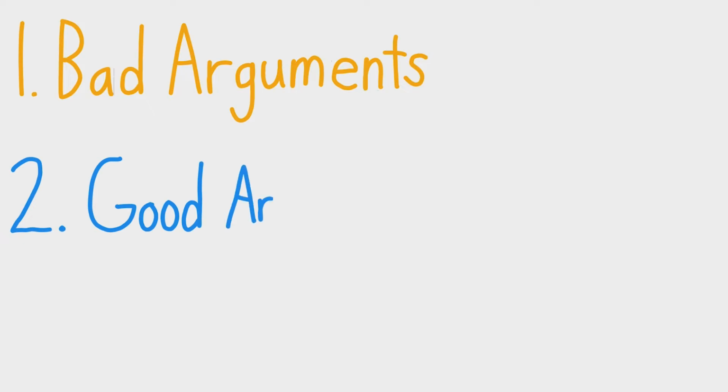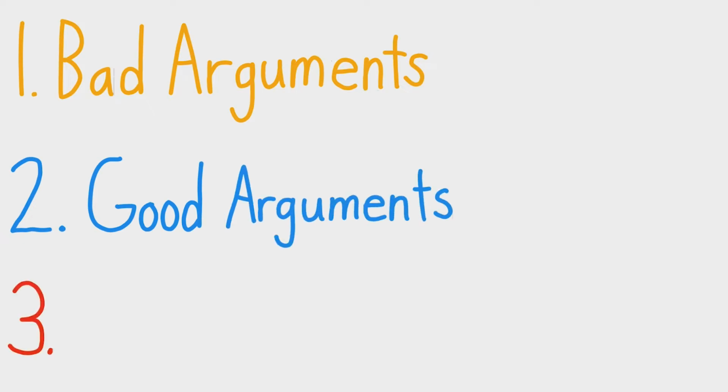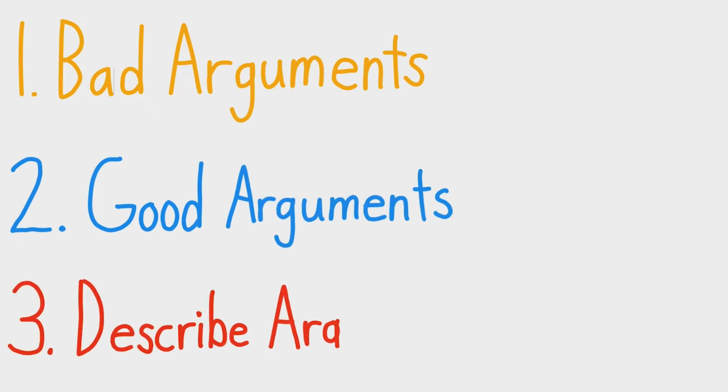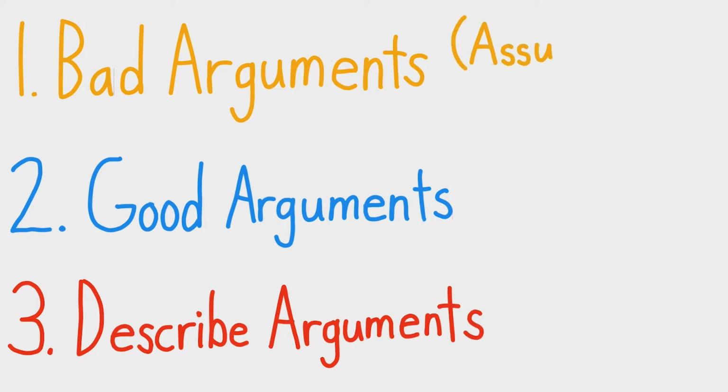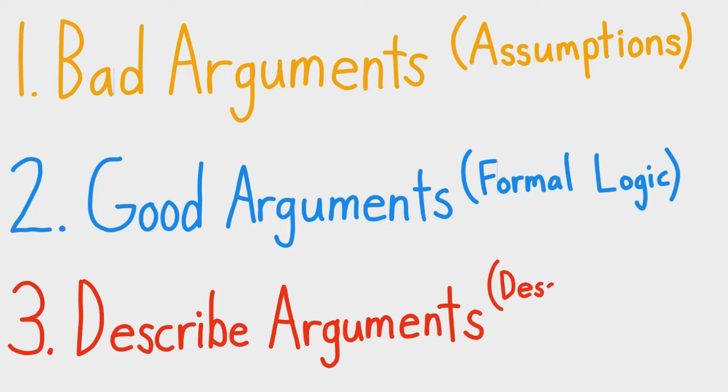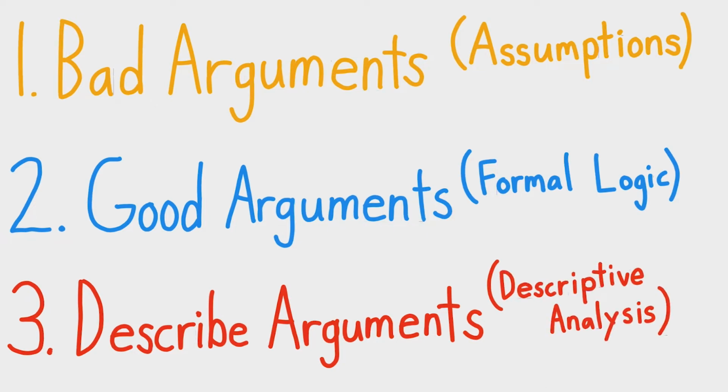The logical reasoning section will test the skills of argument analysis in 3 main ways: by seeing if you can manipulate bad arguments, analyze good arguments, and describe arguments in general. In our language, we call these skills assumptions, formal logic, and descriptive analysis, but you don't have to worry about those names yet. They'll be described in more detail in later lessons. For now, what's important to note is that every single question on the LR section will simply be asking you to do 1 or 2 of these 3 things.